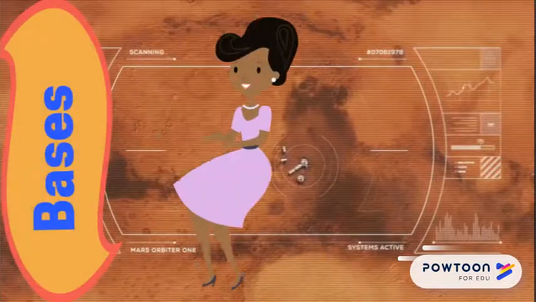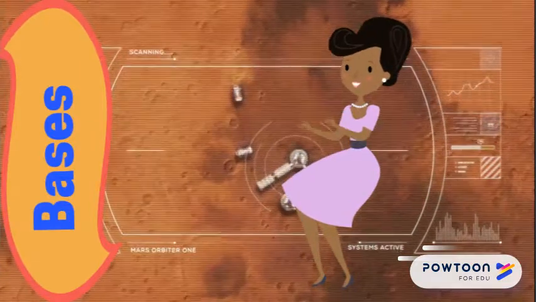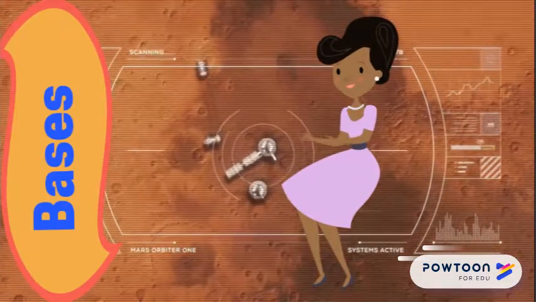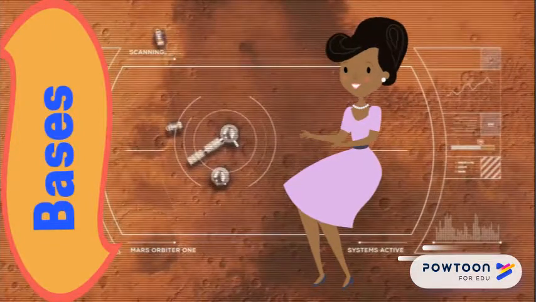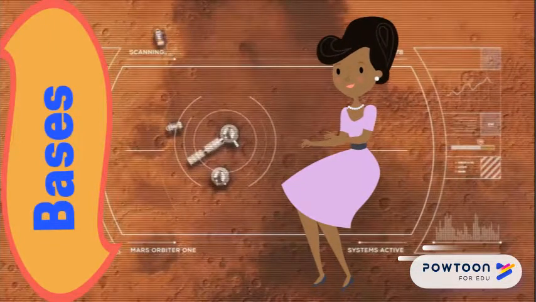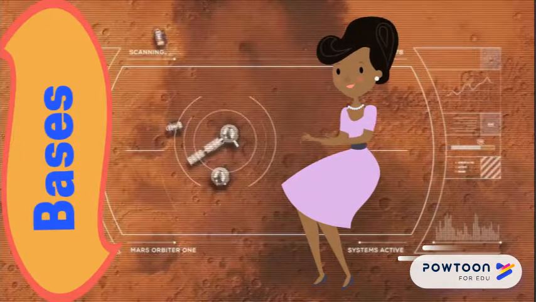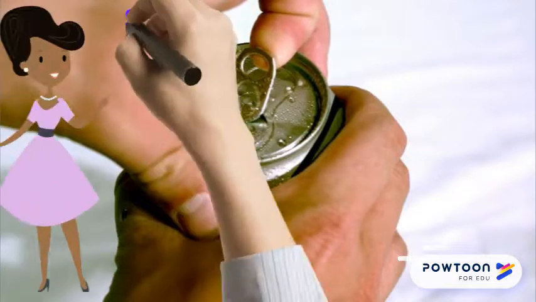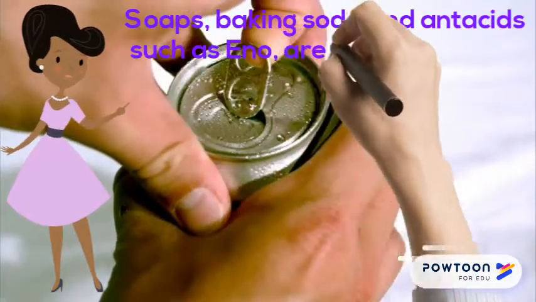Now bases. A base is the opposite of an acid. A base will stop an acid from working. If you have too much hydrochloric acid in your stomach, you can take an antacid like Nurofen to neutralize some of the stomach acid. Soaps, baking soda, and antacids are common bases.